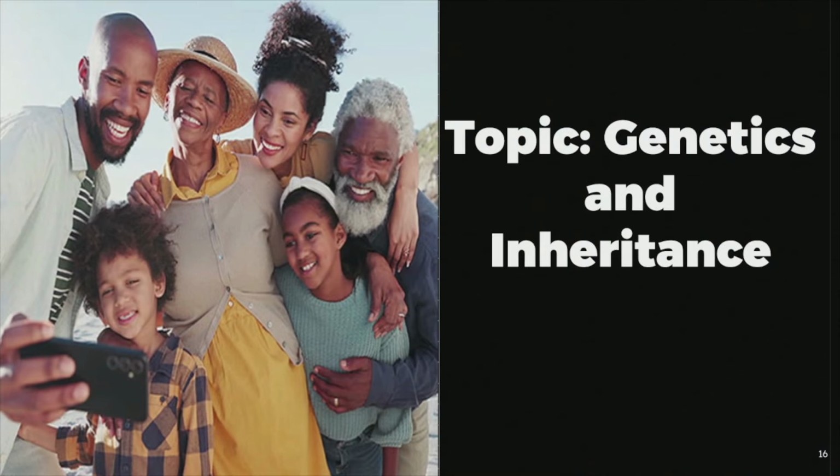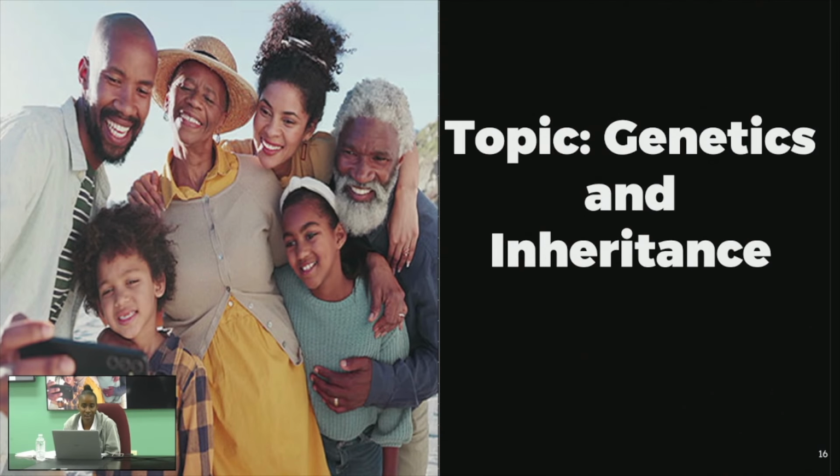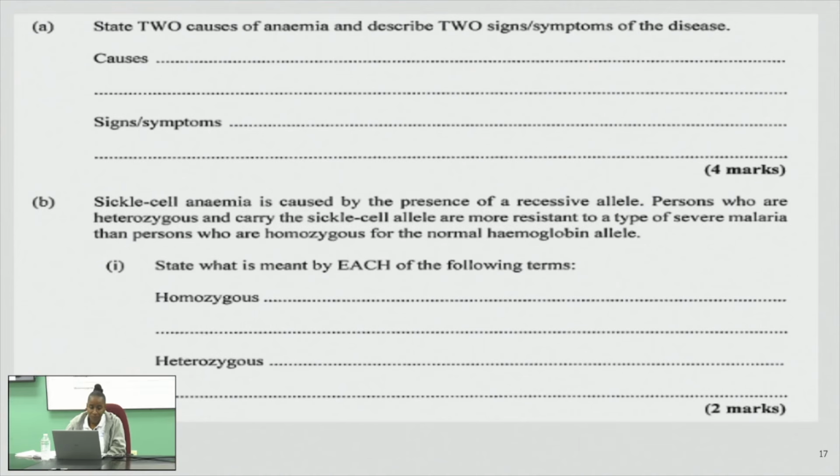Right, so at this time we will start talking about genetics and inheritance. All right, so we're going to start talking about anemia. So A says, state 2 causes of anemia and describe 2 signs/symptoms of this disease.